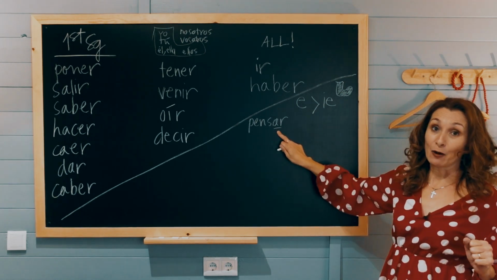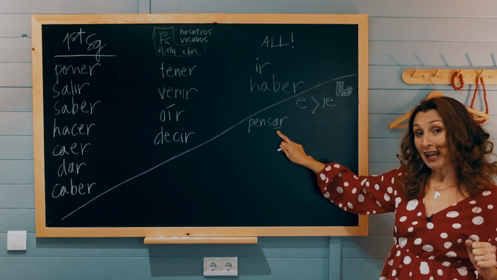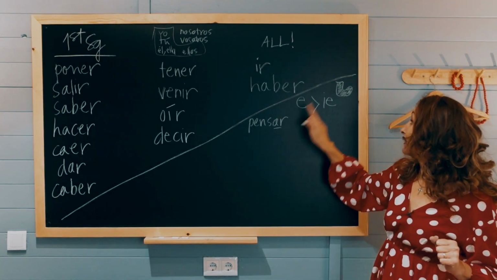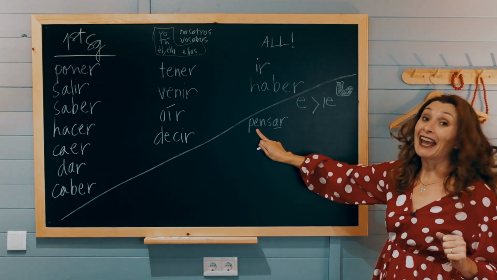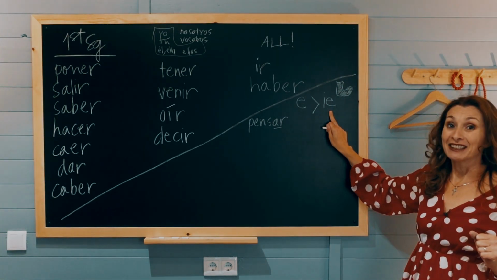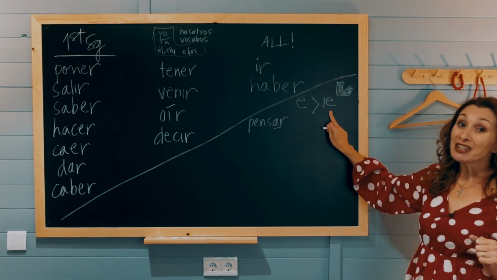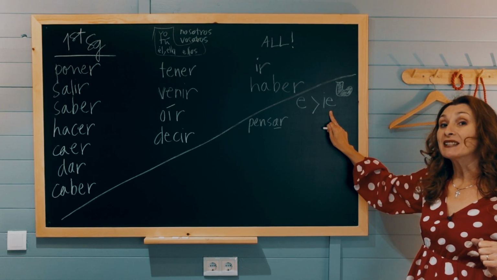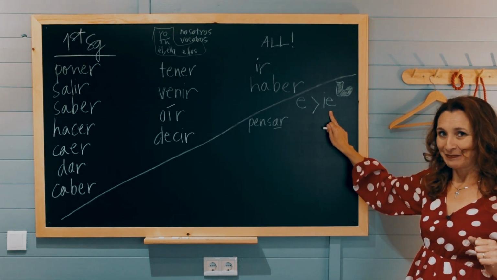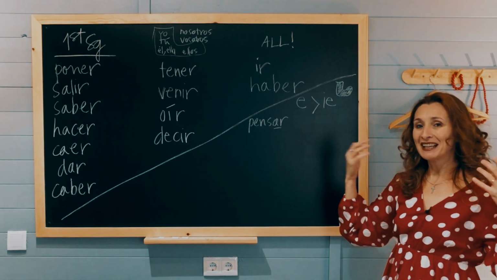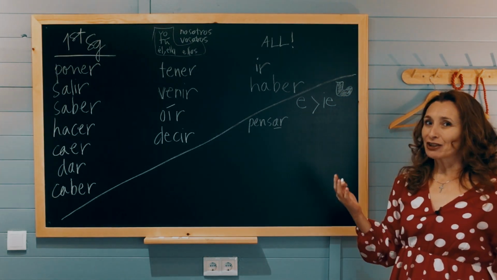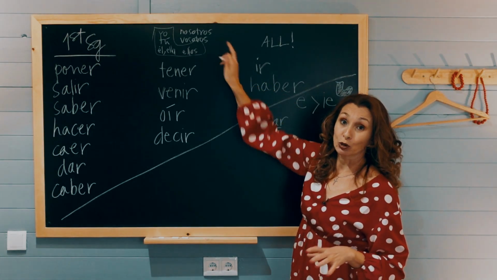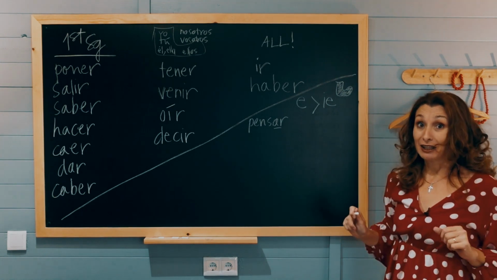So let's see how pensar would be conjugated in the present tense, in presente indicativo. Again, inside the boot, we have to change this e into ie. Pienso, piensas, piensa, pensamos, pensáis, piensan. I hope you can see how, with the intonation, I try to single out these two, nosotros and vosotros, which do not show any irregularity.